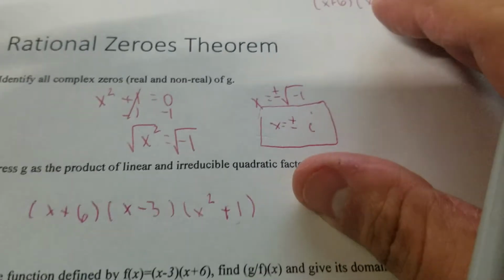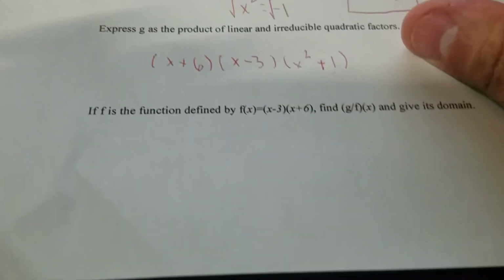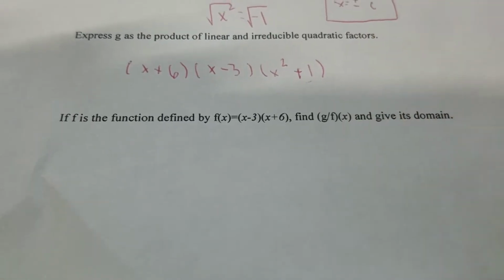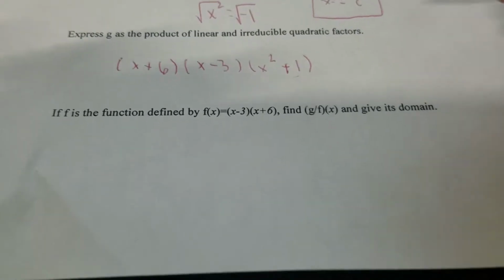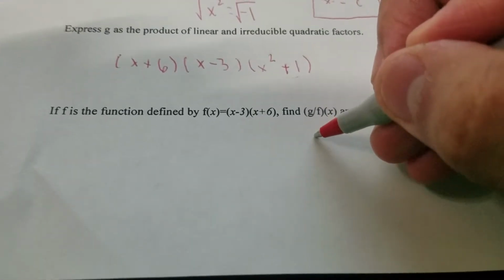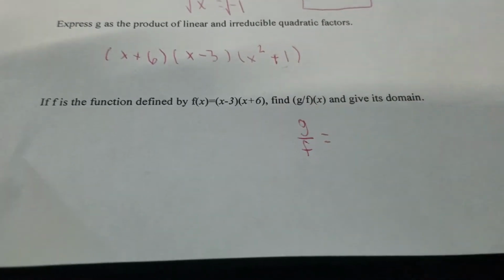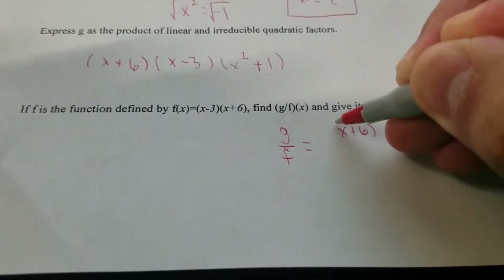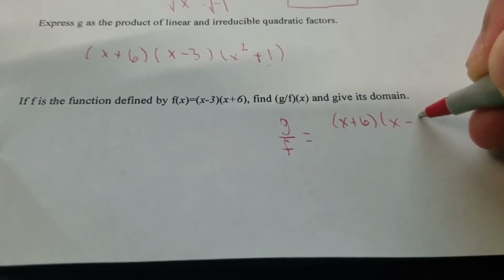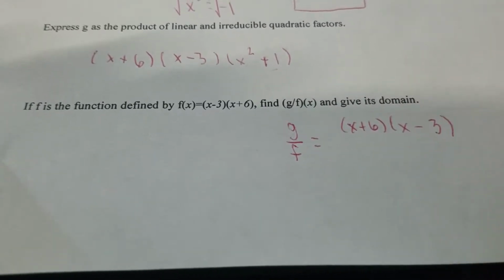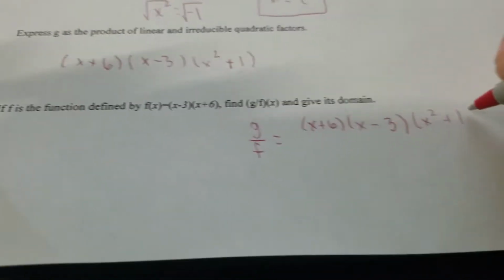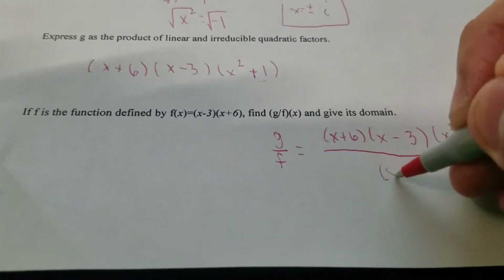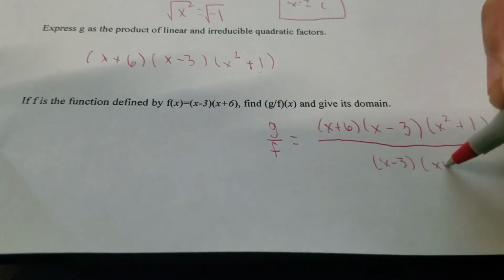Okay. And the last thing over here is if the function defined by f of x is x minus 3 times x plus 6, then find g of f of x and give its domain. So here it's telling me to divide g and f. Okay, so guys, I would use the factored form since we already have it here. So it's x plus 6, x minus 3, and x squared plus 1. And I'm dividing by this new equation f that they're telling me, so x minus 3 and x plus 6.